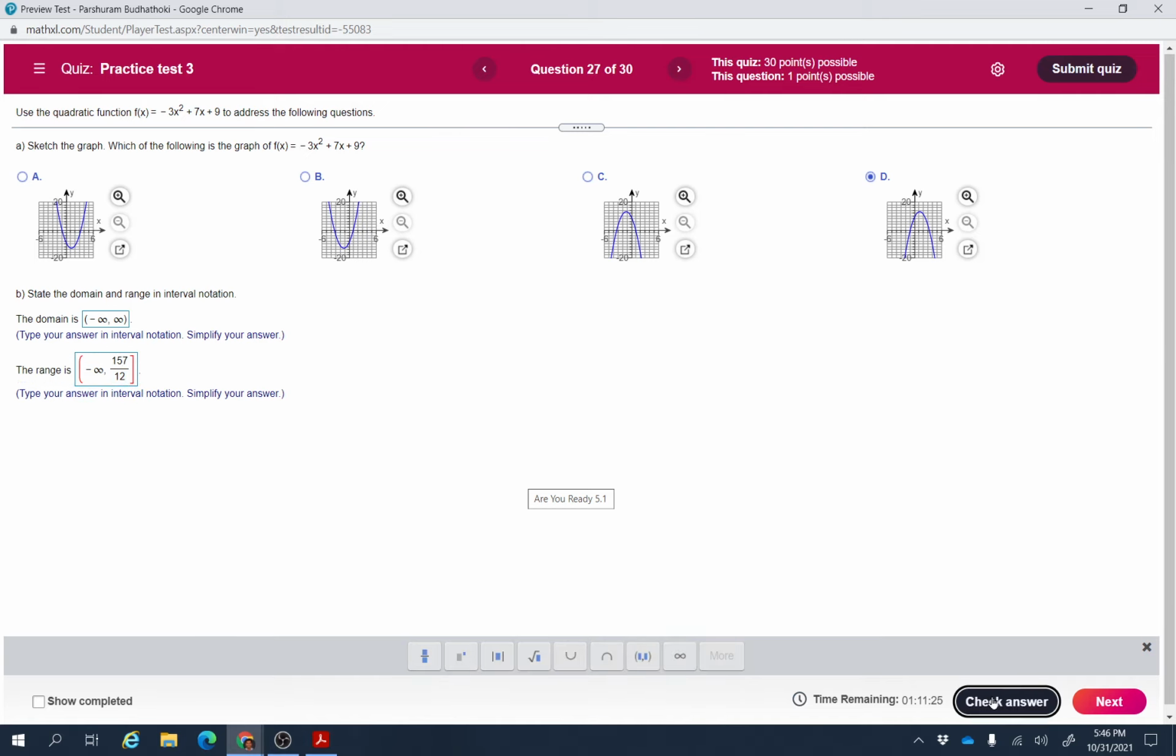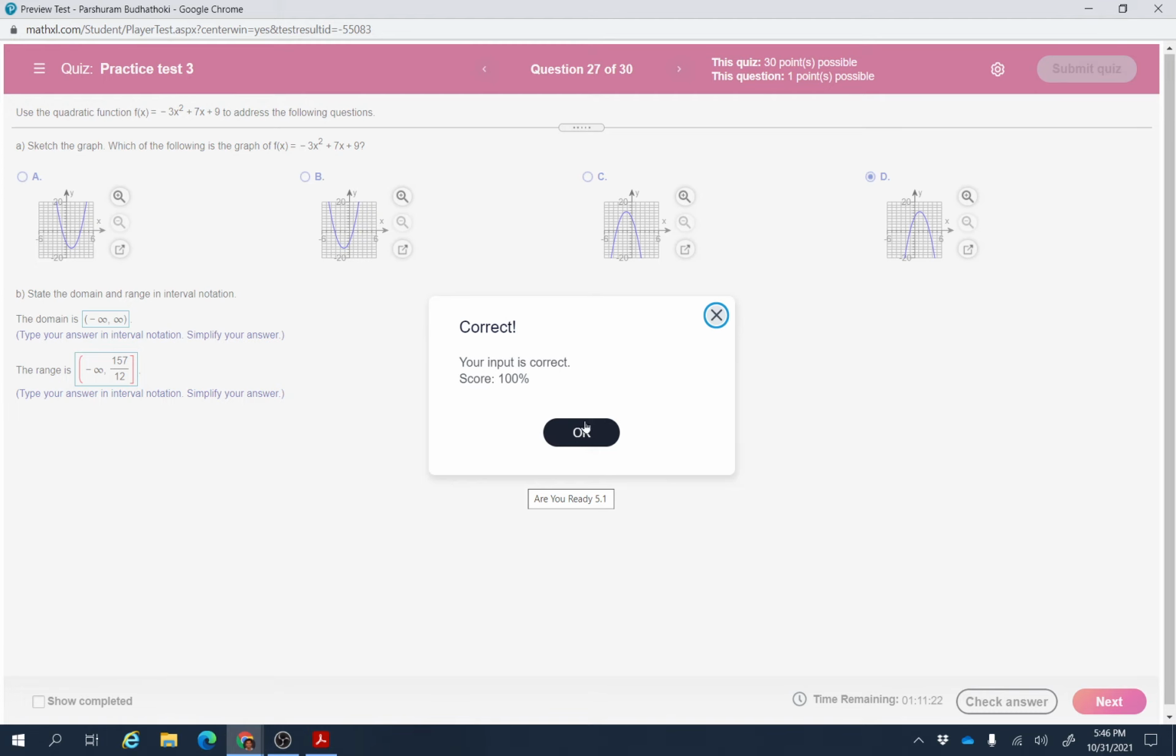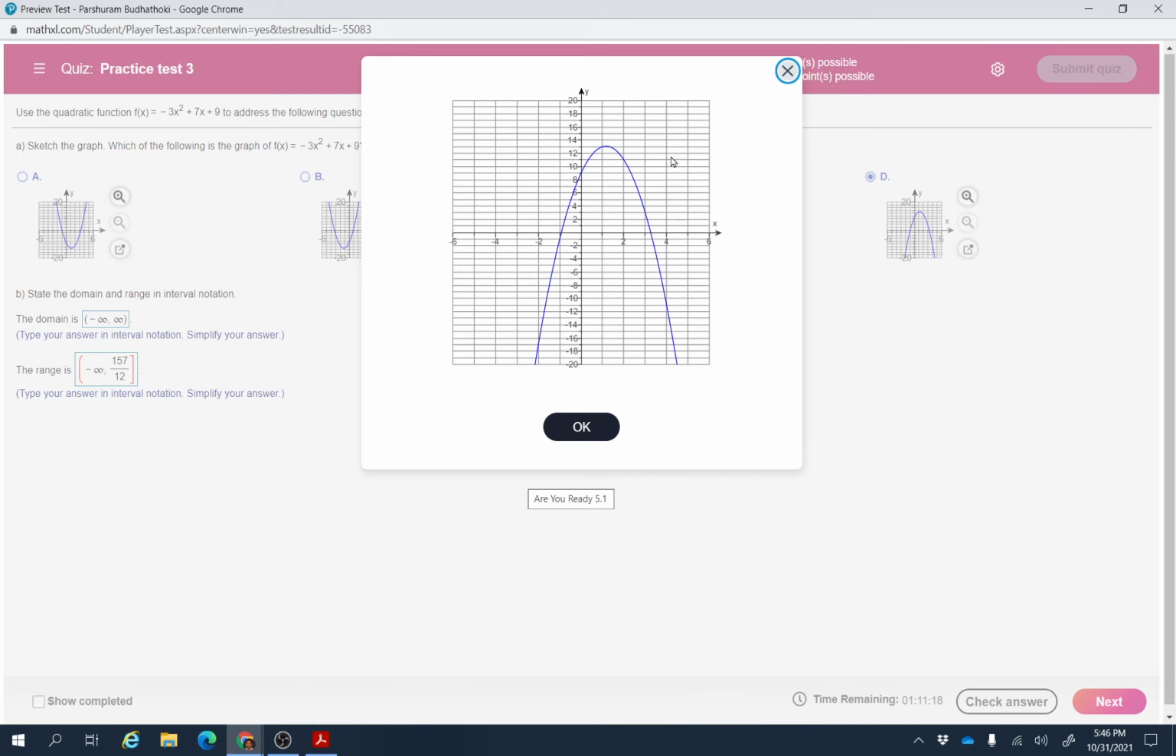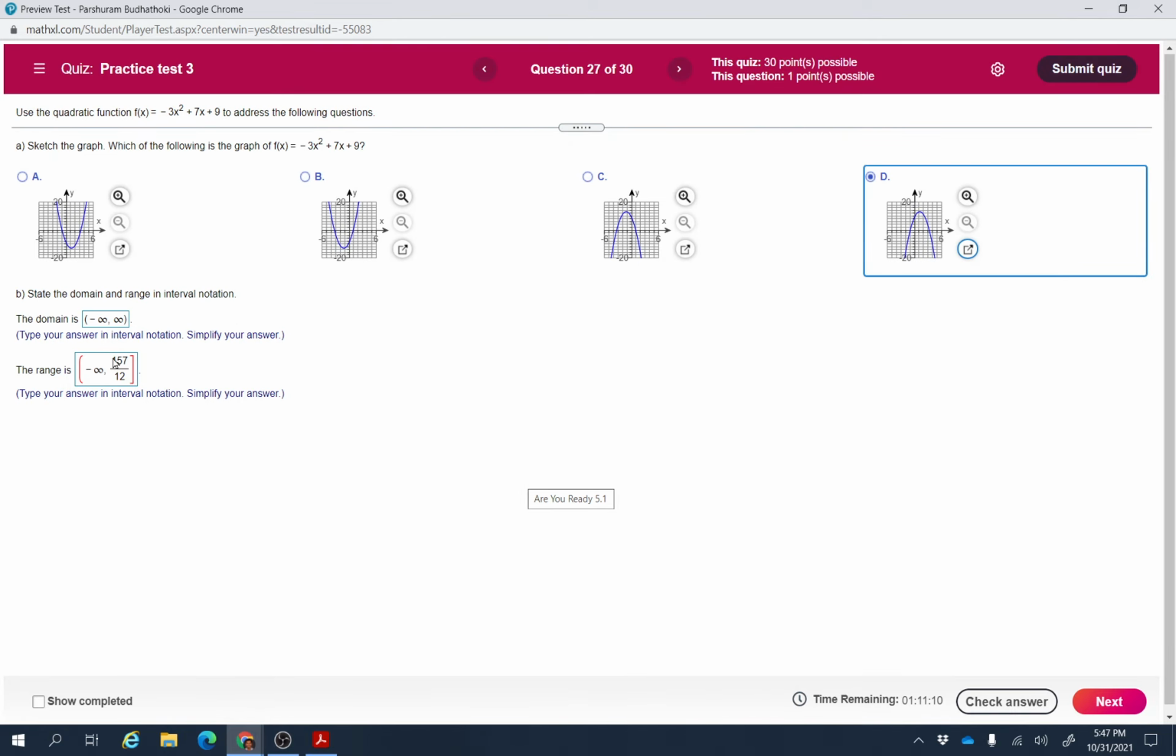So let me use this one. Okay, now it's 100%. Did you notice here? I was trying to answer the question just by looking at this graph, and I thought this is the maximum value, which is close to 13, so it should be 13, but that's not the case. The answer is 157 over 12, which is approximately equal to, if I divide 157 by 12, 13.083333, which is approximately equal to 13, but not exactly equal.